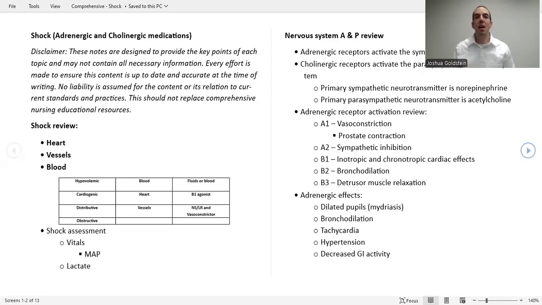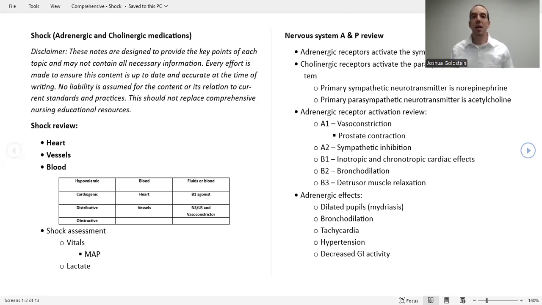Hypovolemic shock, we'll start there. If a patient is down on blood volume, then we give them blood. If they're down on overall volume, we give them fluid, NS, LR, whatever it may be. We're going to replace what's missing. That's the simplest type of shock, hypovolemic shock. Moving on from there, we have cardiogenic shock.